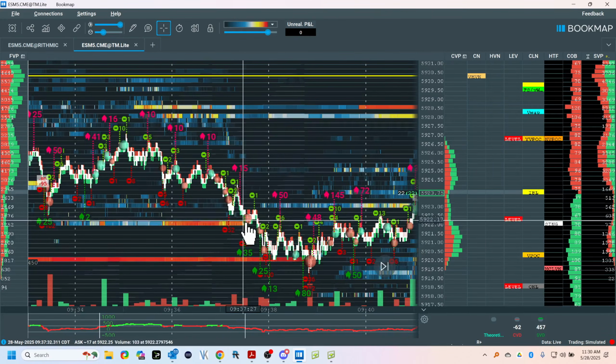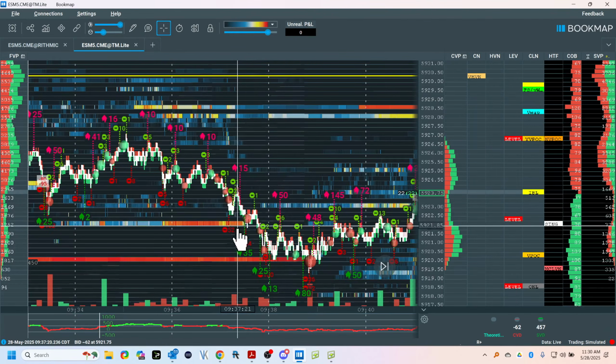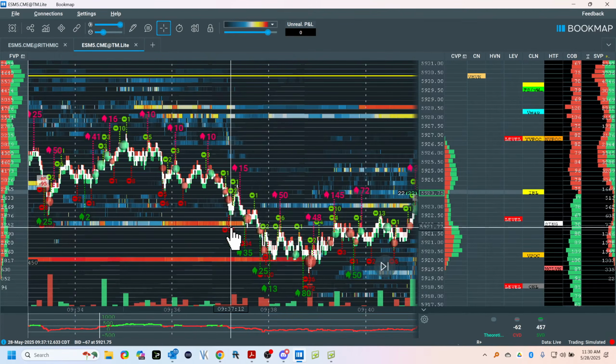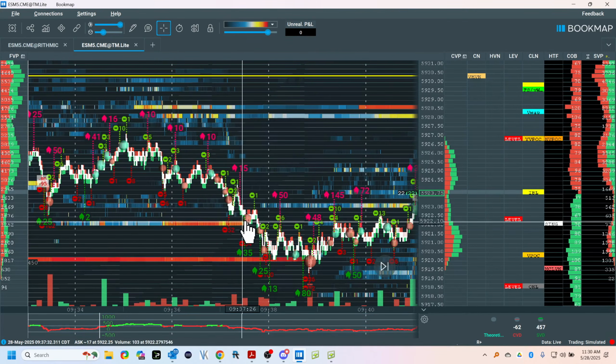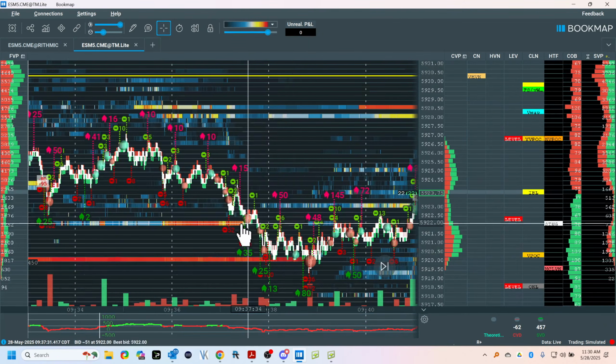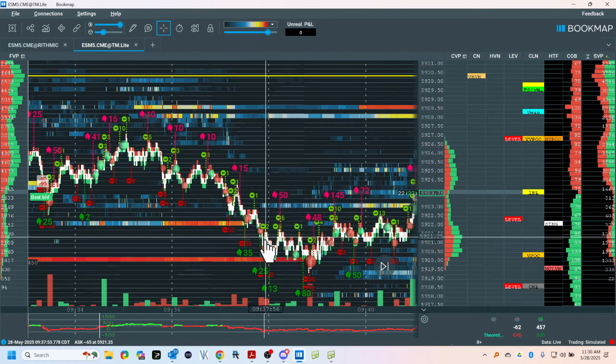Because I'm seeing the sellers are here. Let's look. The buyers are there. I break low. The language suggests the sellers are still in control. The sellers are there. The buyers were here. That's a buyer. Get below the buyer, seller in control.